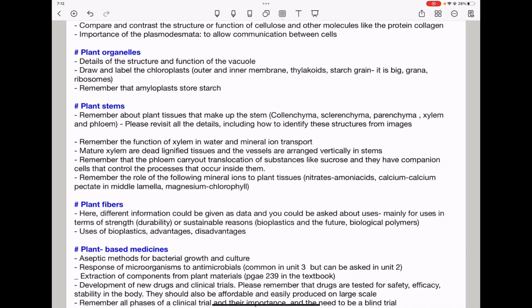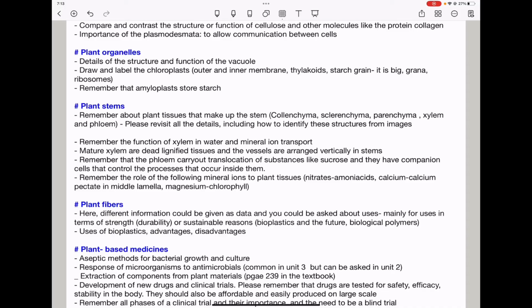Remember that the function of xylem is for water as well as mineral ion transport. Remember that mature xylem are dead lignified tissues and these vessels are arranged vertically within the stems. You need to remember that the phloem carry out translocation of substances like sucrose and they have companion cells that control the processes that occur inside those cells.